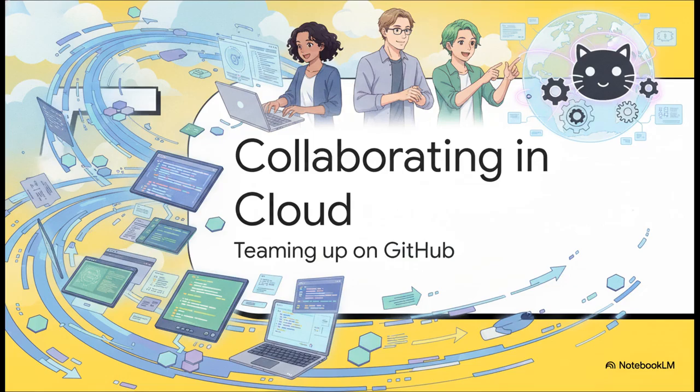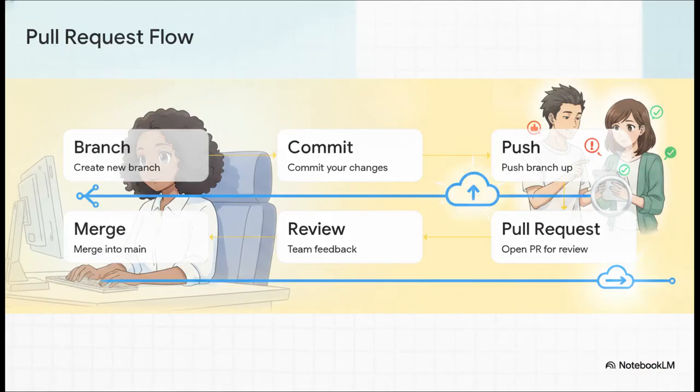All right, Section 5, Collaborating in the Cloud. This is where we transition from working alone in our local terminal to teaming up with developers all over the internet. Let's move to GitHub and see how this builds into the famous pull request workflow. A pull request, or PR, is essentially a formal request to merge your isolated branch back into the main code.